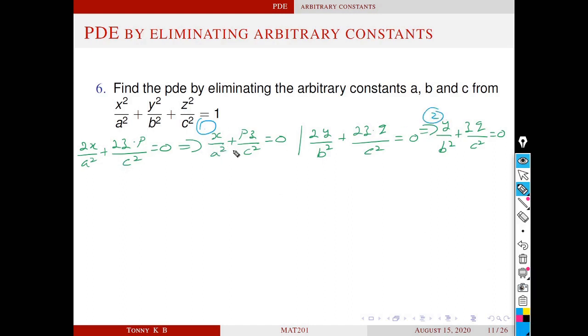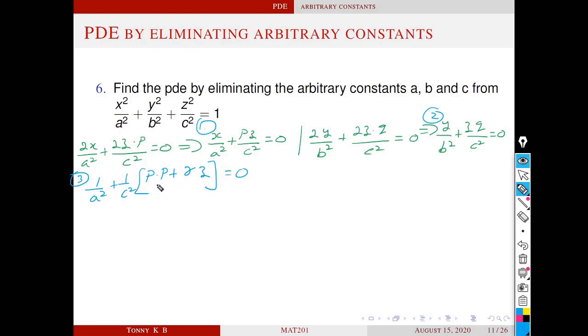Next we differentiate 1 with respect to x. Then what happened? Here p and z both are functions of x. Okay, so we use the product rule. So the first function is p into derivative of z with respect to x, that is again p, plus derivative of p with respect to x. p means dz by dx, so its second derivative, that is d square z by dx square, that is our r. So this is our equation number 3.